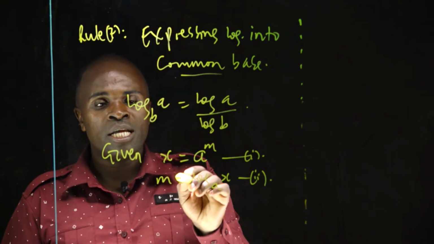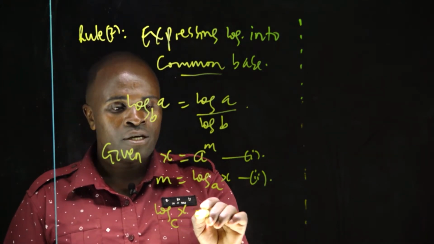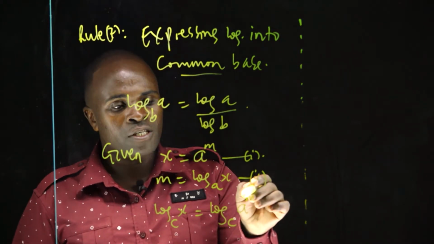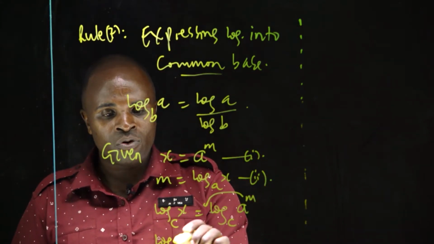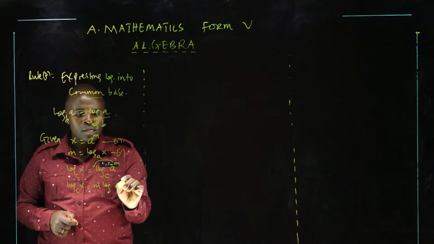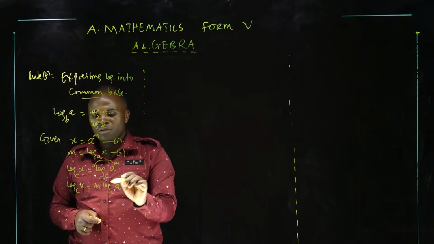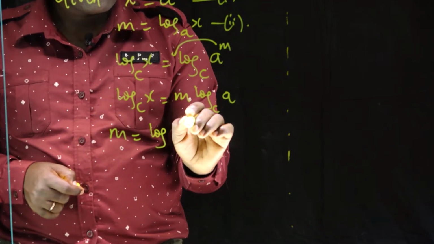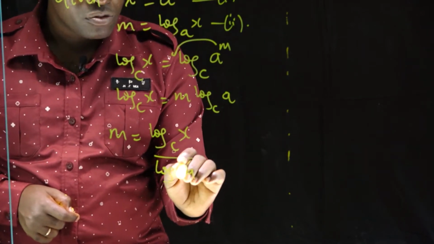Suppose here we apply logarithm to base c. This gives logarithm of x base c equals logarithm of a to the power m, base c. When you bring this m down from the power, it appears as logarithm of x base c equals m times logarithm of a base c. Now divide both sides by log of a base c, and we have m equals log of x base c over logarithm of a base c.